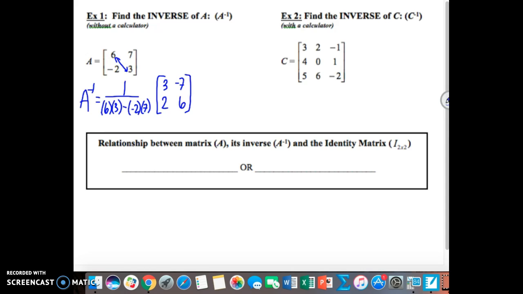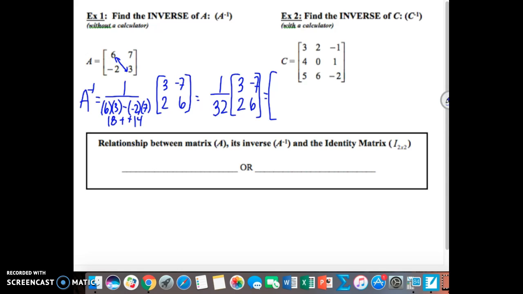So calculating this out, we know that the determinant of A, we have 6 times 3, which is 18, minus negative 2 times 7, which is negative 14. So 18 plus 14 is equal to 32. So we have 1 over 32 times the matrix 3, negative 7, 2, 6. So now we're just doing scalar multiplication. When doing this, we just multiply that 1 over 32 to each term in the matrix.